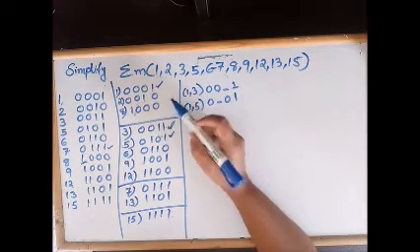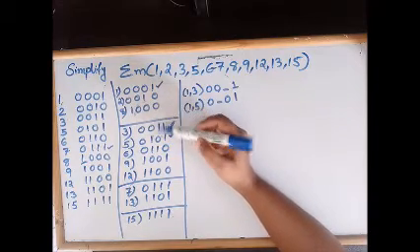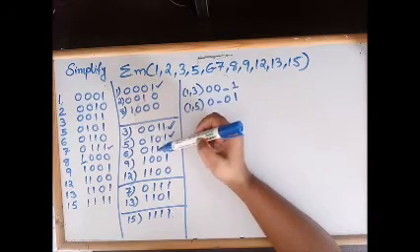Okay, then I can combine what? 1 and 6. Try to combine 1 and 6. When you consider 1 and 6, the LSB changes and the second bit again changes.